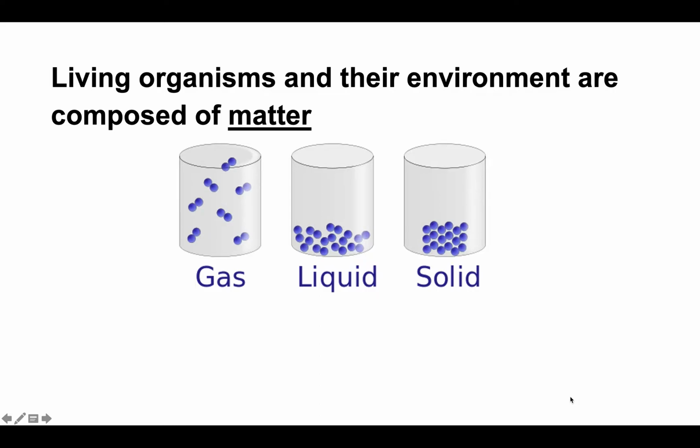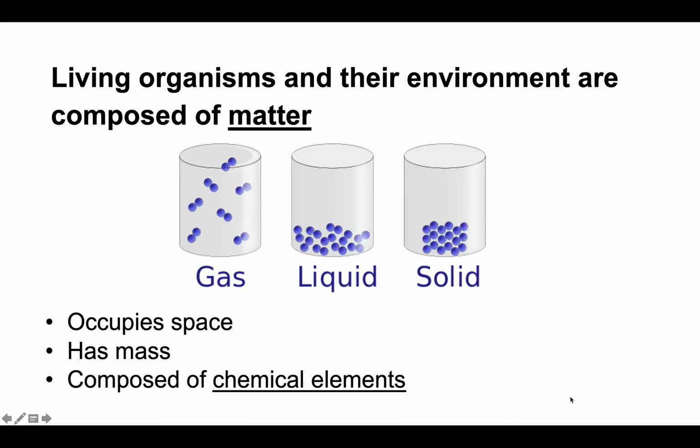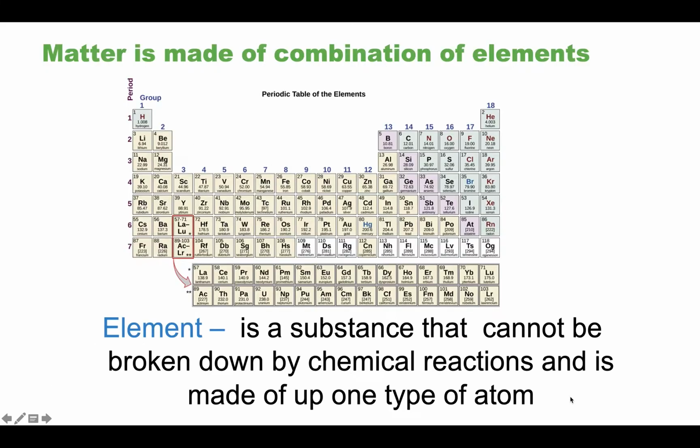Now, living organisms and everything around them are composed of matter, and matter, as you remember from your science classes in high school, could be in three different forms: in gas form, liquid form, or solid form. Now, matter is defined by something that occupies space, it has mass, and it is also composed of chemical elements. So, what are chemical elements? By definition, an element is a substance that cannot be broken down by chemical reactions.